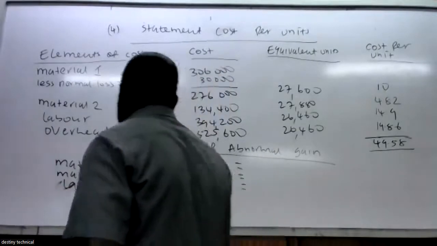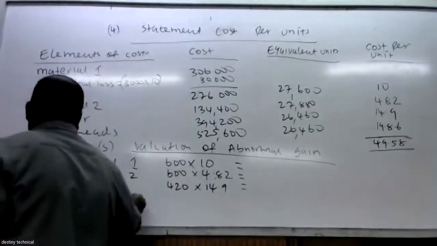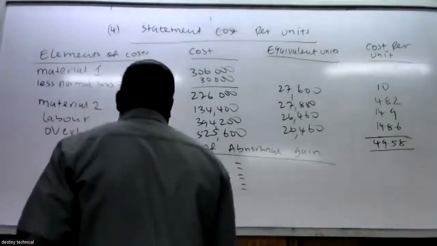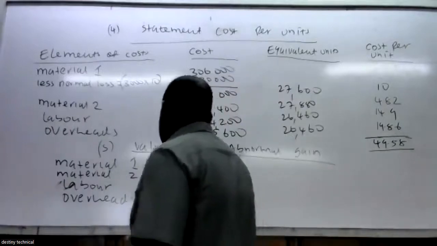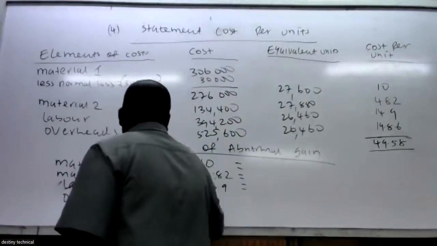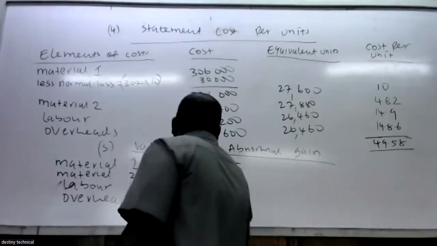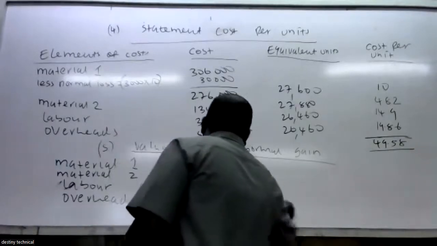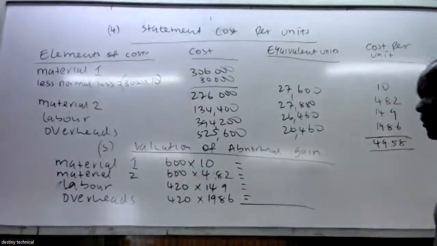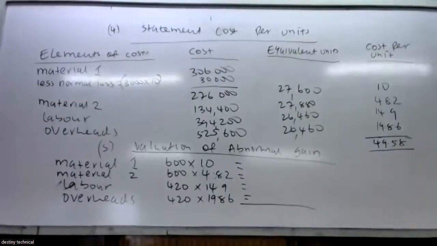The last one should be overheads. For the overheads, because they are the same percentages, you also take 420. This one you multiply by 19.86. So when you add them together, they should give you the total cost.